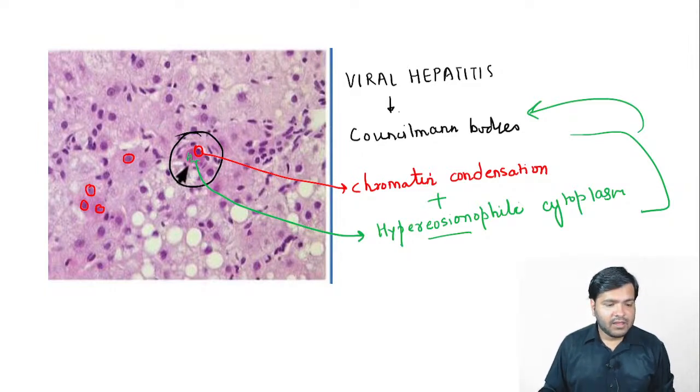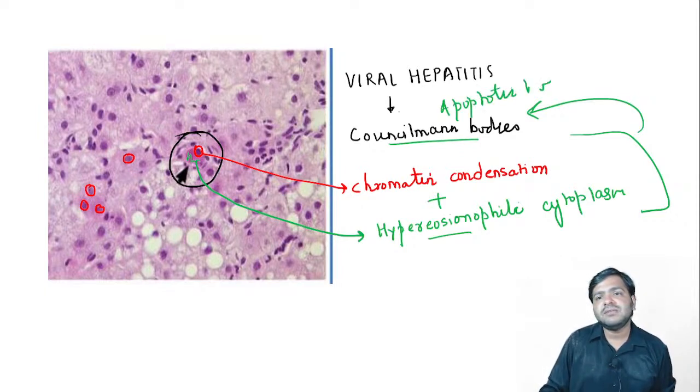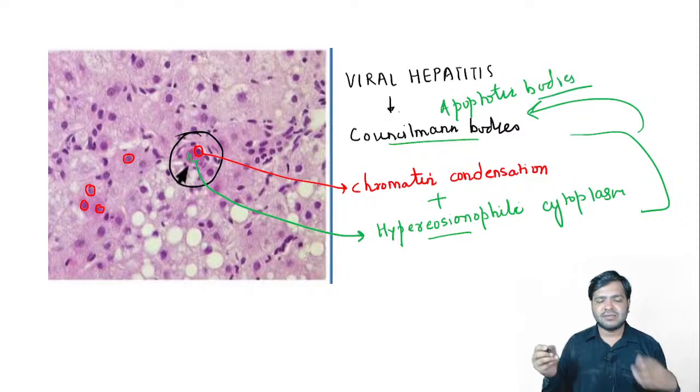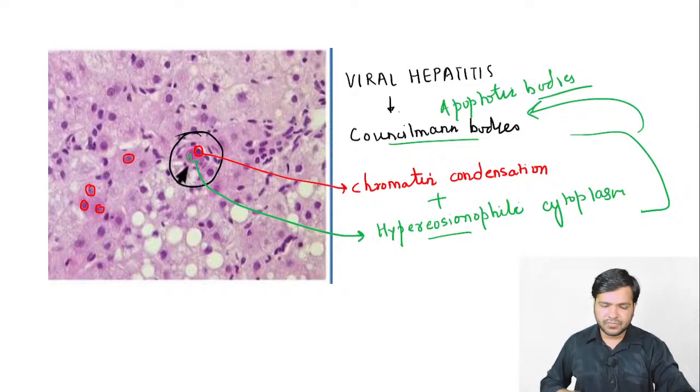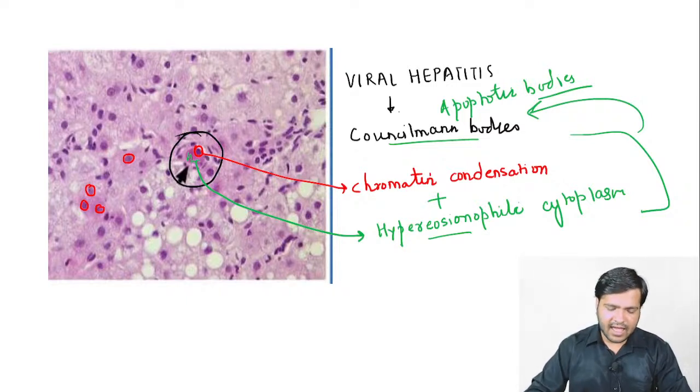If everyone understood, guys, just give me a thumbs up that you all understood. These councilman bodies are apoptotic bodies. If these are present, it indicates the cell has died. It indicates the cell has undergone death.